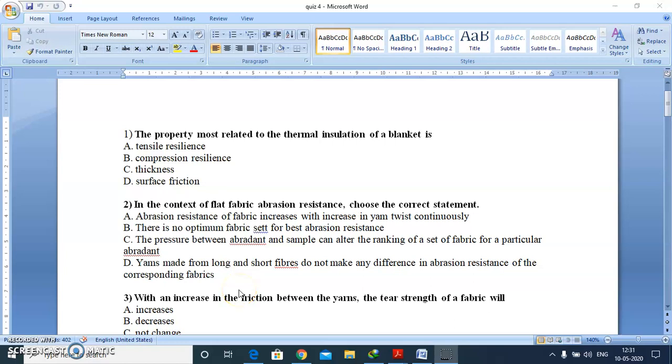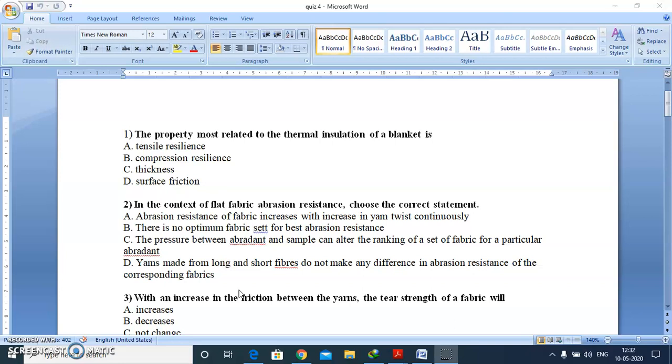Good morning, students. So we'll continue with quiz 4, and this is for BTech 6M Textile Technology, Textile Chemistry, Textile Engineering students under the subject Textile Testing.